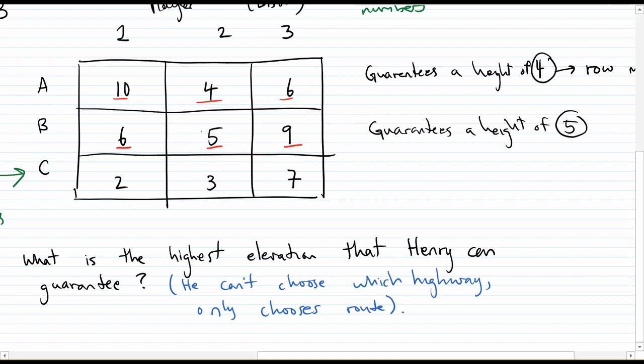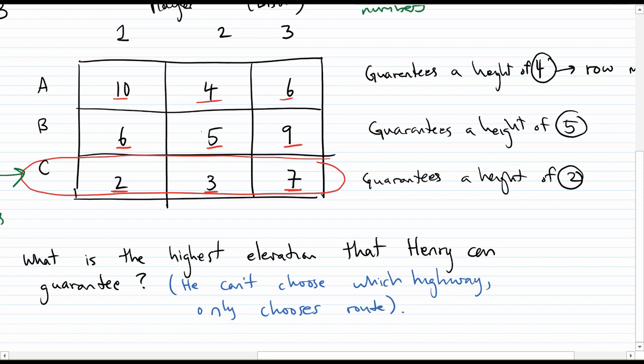And finally, if we choose route C, well, then he could end up with a height of 2, 3, or 7, and so you're only guaranteeing yourself a height of 2. Again, these are the worst case scenarios in each row, but we have to take into account the worst case because we can't choose which column we're going to be in. So we have to look through column 1, column 2, and column 3 and see which of those is the worst out of the 3, because we have to prepare ourselves for that possibility.